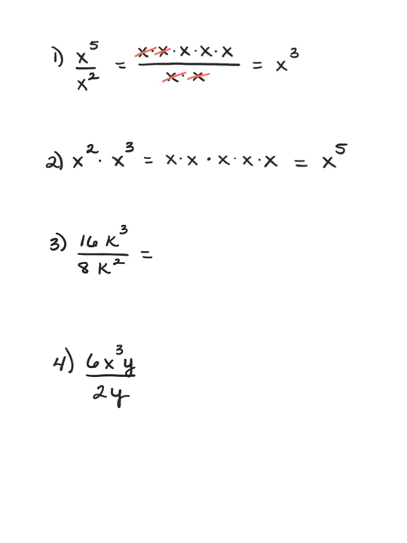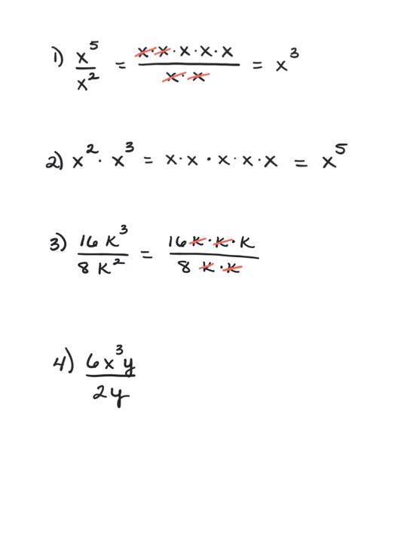In this problem, I'm going to expand my k's. So I have 16 times k to the 3rd power, which is k times k times k, over 8 times k squared, k times k. Just like I did in the first problem, I'm going to cancel pairs of k's on the top and the bottom. Every pair of k over k reduces to 1. So there's one pair, and there's another pair.